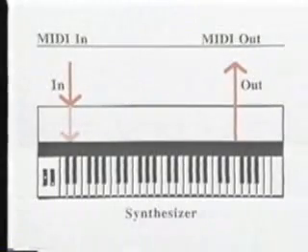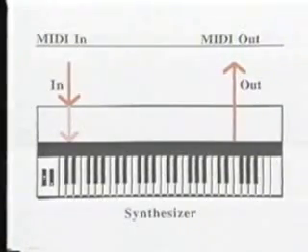A MIDI in jack is where a device receives incoming messages from another piece of MIDI gear. In other words, by connecting a cable to this jack, your device can be slave to some other piece of MIDI equipment. On a tone generator, this provides access to its sounds. On a sequencer, this allows you to record the performance from a master controller.